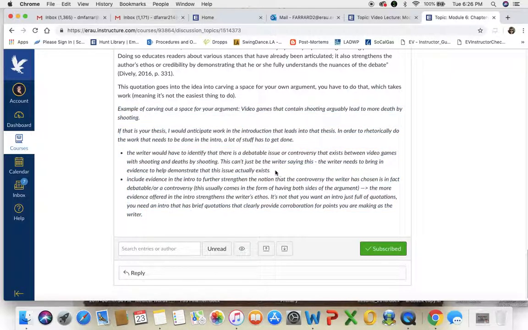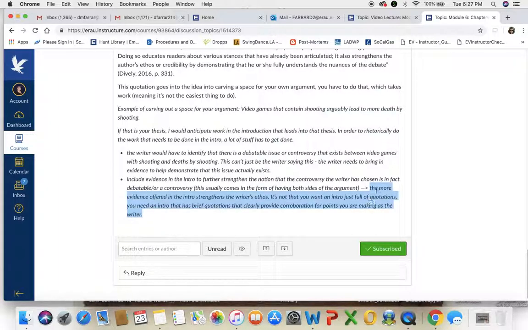It just can't be you saying, yeah, more video games that have shooting lead to more deaths by shooting. That is not enough. You have to bring in evidence to help demonstrate that this issue actually exists. Including evidence in the introduction further strengthens the notion that the controversy you've chosen is in fact debatable. And just like I said before, it usually comes in the form of having both sides of the argument.